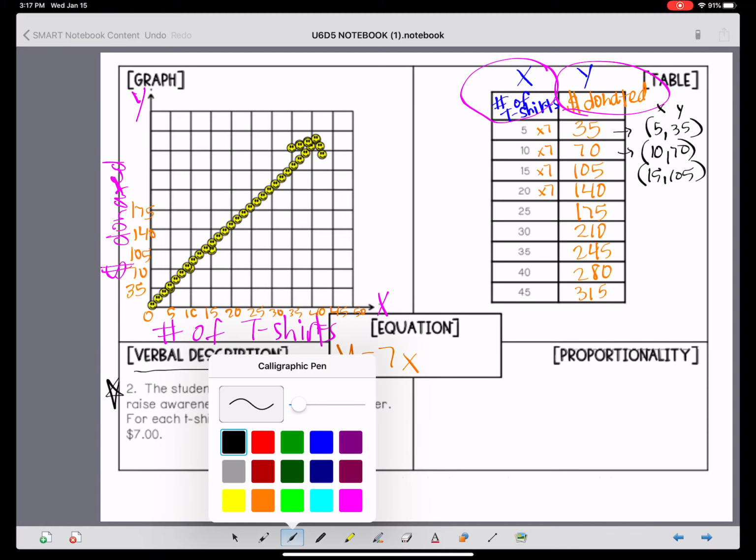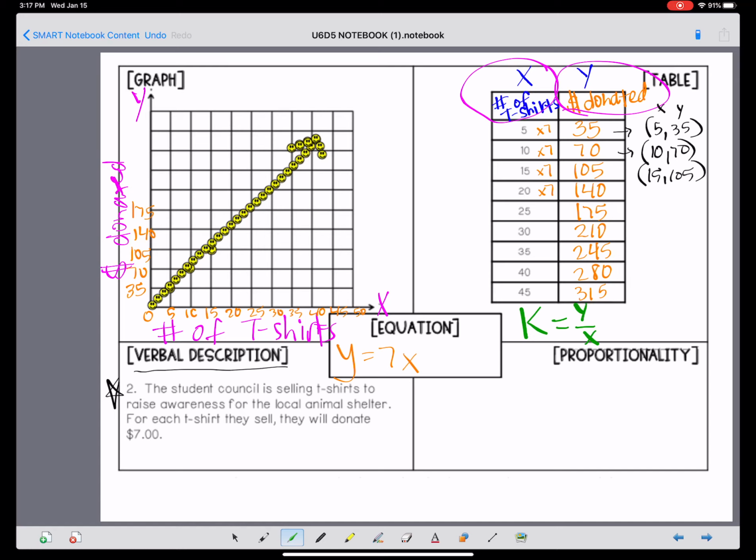Let's talk about really quickly how we get that constant. Our constant is equal to our y value divided by x. So if I did 35 divided by 5, I would get 7. If I did 70 divided by 10, I would get 7. And this would happen all the way down the table. The reason I was choosing those numbers is because it was my y value divided by my x value. So I took my y value up here, divided by my x value, I just kept getting 7.